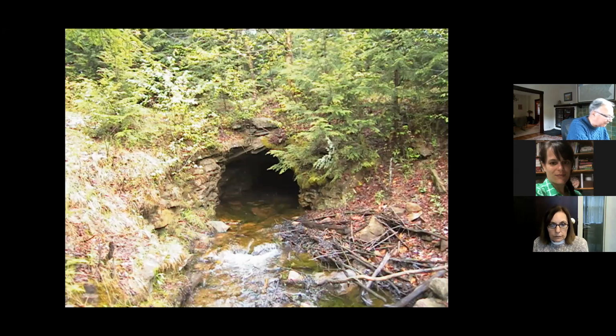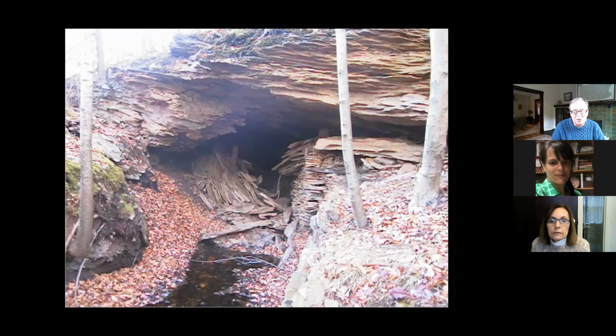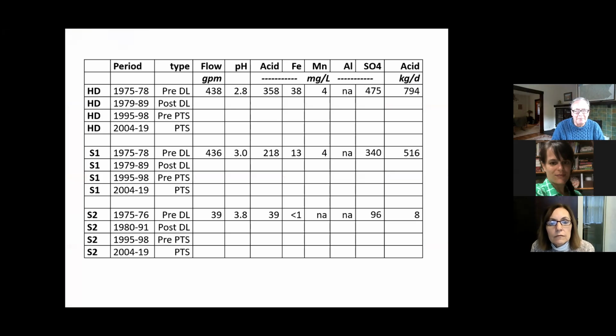There's the Hunter's Drift discharge. You can see that, anyway, that's a drain for the mine, and that's bad looking water. If you know mine drainage, that looks bad, it is bad. There's the S1 discharge. That's where the miners went in. And you can see there also is water coming out of there.